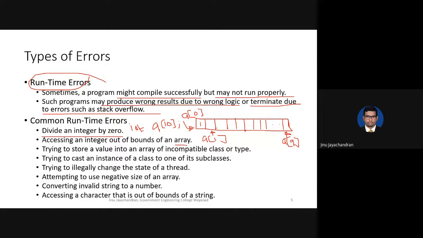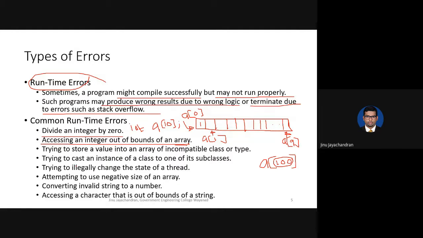Basically, you have declared an array of 10 memory locations, but let's say you are trying to access a of 100. That is not possible because you have only allocated 10 memory locations. You are trying to access the 100th memory location, which is not possible. This is called index out of bounds of the array. This index is out of the boundary of the array.